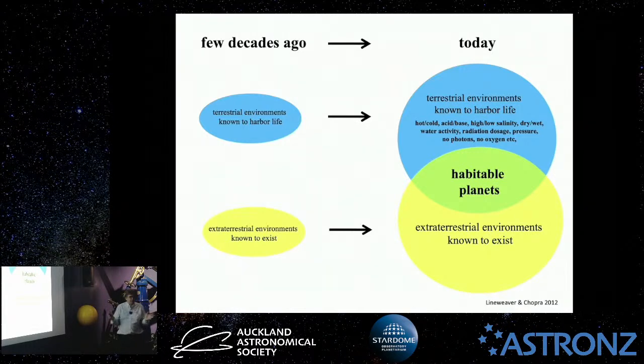The parameter space within which we know life can exist on Earth has been increasing. That's why that blue oval has become much larger. Interestingly, the extraterrestrial environments known to exist have also become much larger. So the hope is that as this gets bigger and that gets bigger, there'll be habitable planets here, or even inhabited planets. I hesitate with the word inhabited because we don't know much about the origin of life. We know an awful lot about life on Earth, and about these other environments, but we don't know whether life has originated in these other places, and what exactly we mean by habitable, because that's usually linked to terrestrial life, which may be very quirky and unique. Other kinds of life forms may be very different.